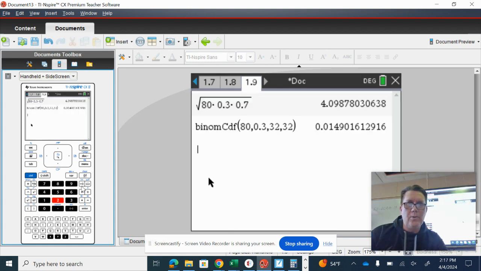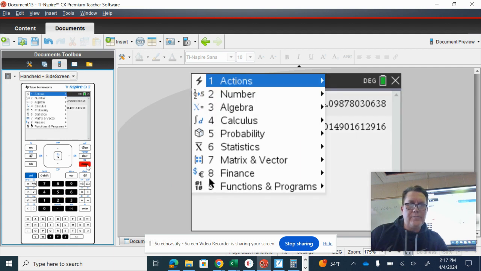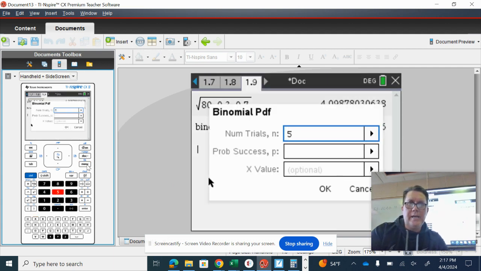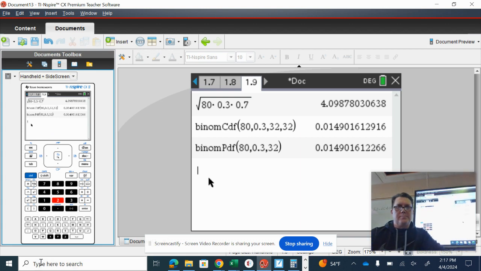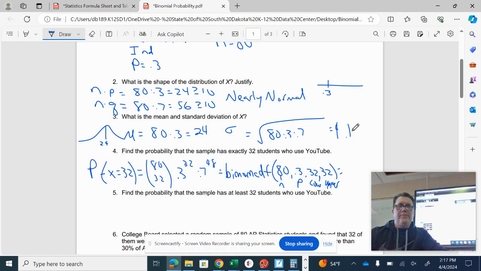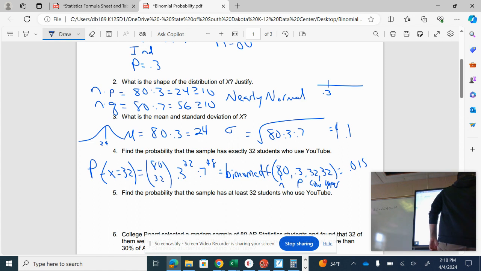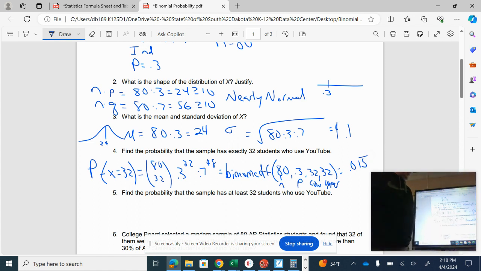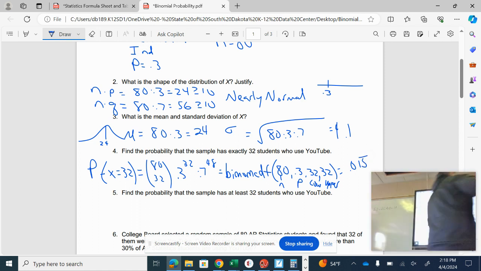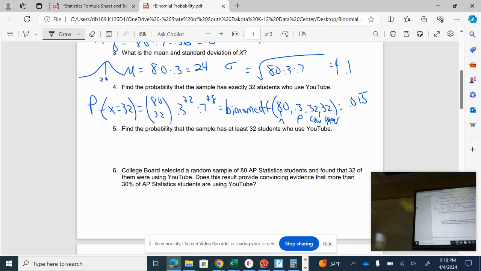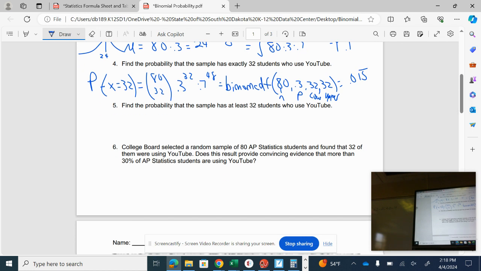Should be 0.015 if we round it, but if we had gone with the PDF, you notice it would have been the same thing. It doesn't make a difference. You should know this formula because you're going to see that on multiple choice questions. If you don't know that formula, it could cost you. That's a formula everybody should be able to remember at least a little bit.